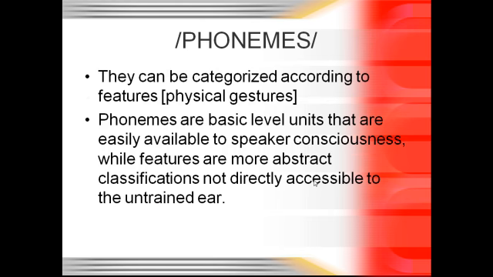The phonemes in this case, as you can see, I put these slant brackets or these slashes. They can be categorized according to features. They are physical gestures, and this is the topic that we're gonna touch next class. The phonemes are, as I said before, the basic level units that are easily available to speaker consciousness, while features are more abstract classification and not directly accessible to the untrained ear.